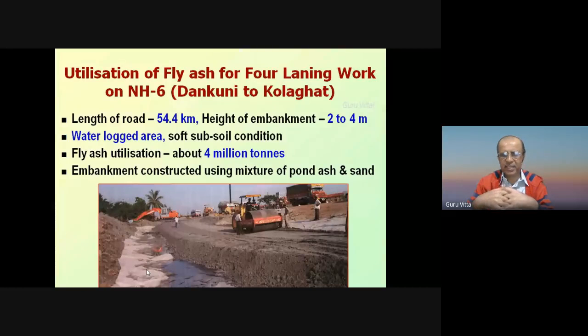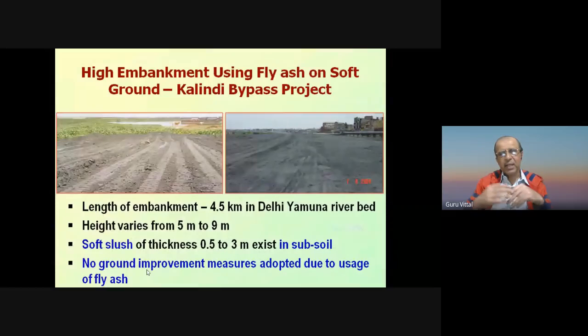This geotextile is nothing but a polymeric material. Two types are there, woven and non-woven. This is a non-woven type material, which has been used as a separator. This is another project in Delhi itself, Kalindi bypass. Here also flyash was used for the embankment construction. And in this case, the embankment was constructed very near to the river. You can see the river, the water, in the first photograph.